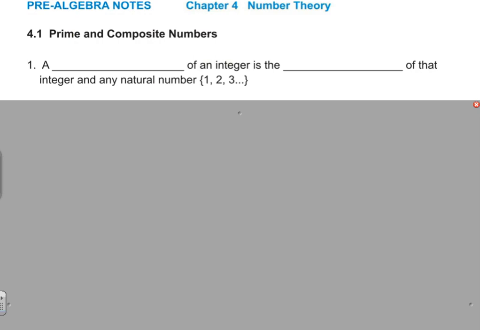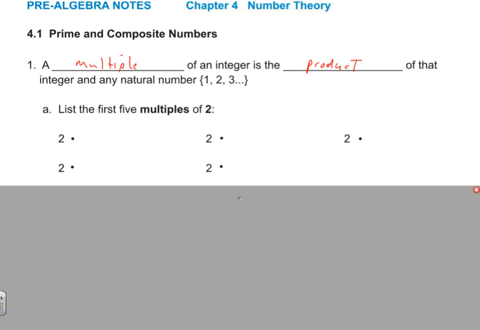First off, let's talk about a multiple. What is a multiple? The multiple of an integer is the product. That means multiplication, right? It is the product of that integer and any natural number. And here's a reminder of the natural numbers: 1, 2, 3, and up. So what is the multiple of an integer? It's the product of that integer and any natural number.